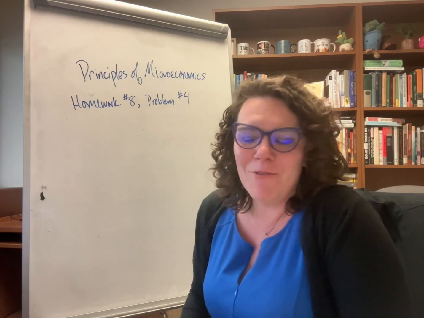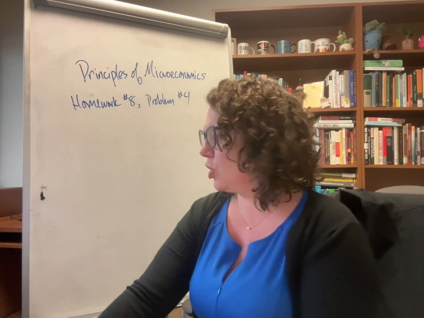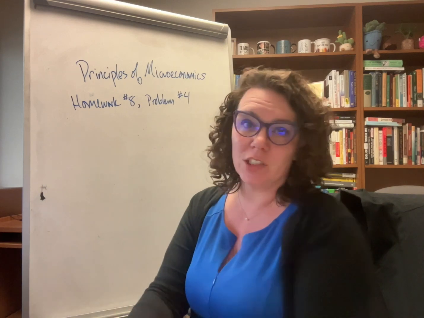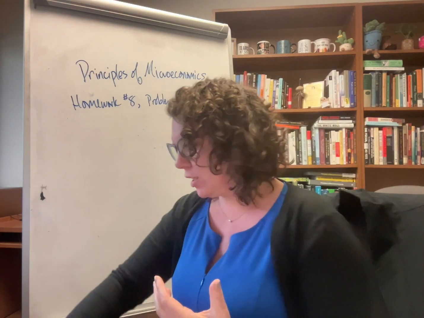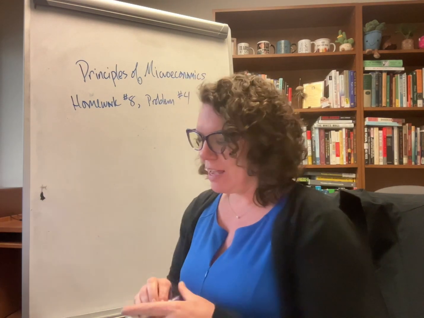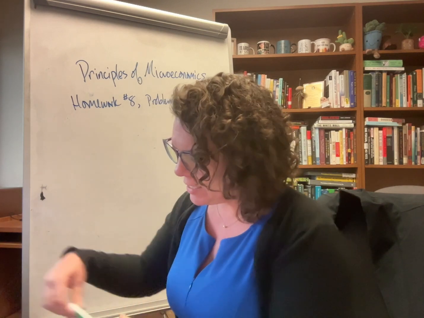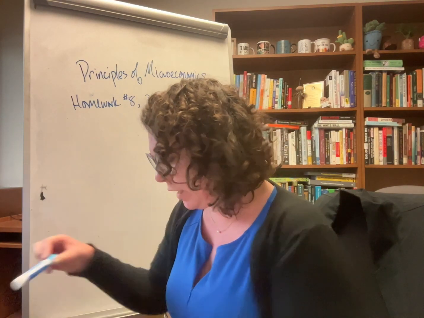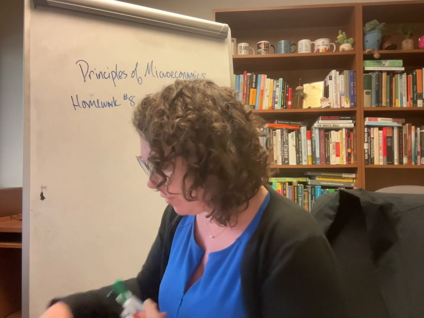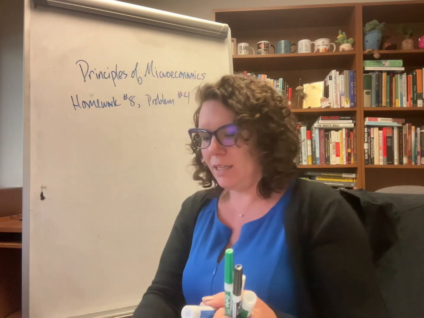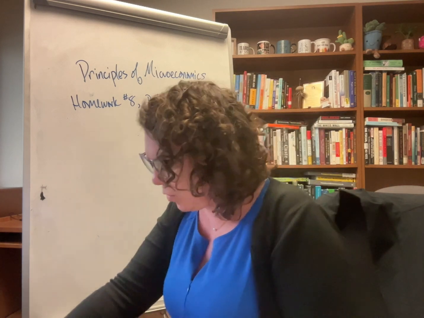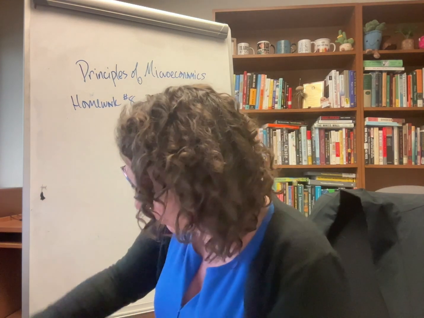Hi everyone. I wanted to quickly go over how to solve homework problem number 4 in assignment 8. So homework assignment 8 is looking at how firms behave in a monopoly. And this assignment is designed to get at the heart of the differences between monopolies and perfectly competitive markets. But it's a little bit complicated and the numbers are a little bit rough. And so I wanted to go over how to solve this problem really quickly.